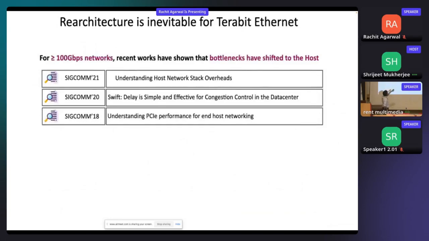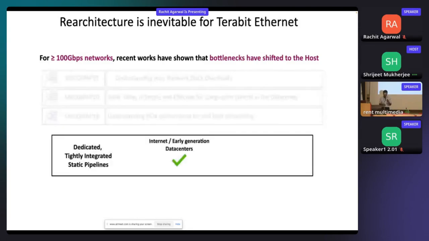There are several academic papers that have pointed out that, in terms of the bottlenecks for terabit Ethernet, bottlenecks are shifting to the host. Okay, there's the host network stack overheads paper, the Swift paper from Google that pointed out that there are a lot of bottlenecks within the host, and PCI performance is actually getting a lot of attention as well. So for these very high bandwidth links, if the bottlenecks are being pushed to the host, we will have to do more and more optimizations. More co-location of applications is going to lead to other problems.